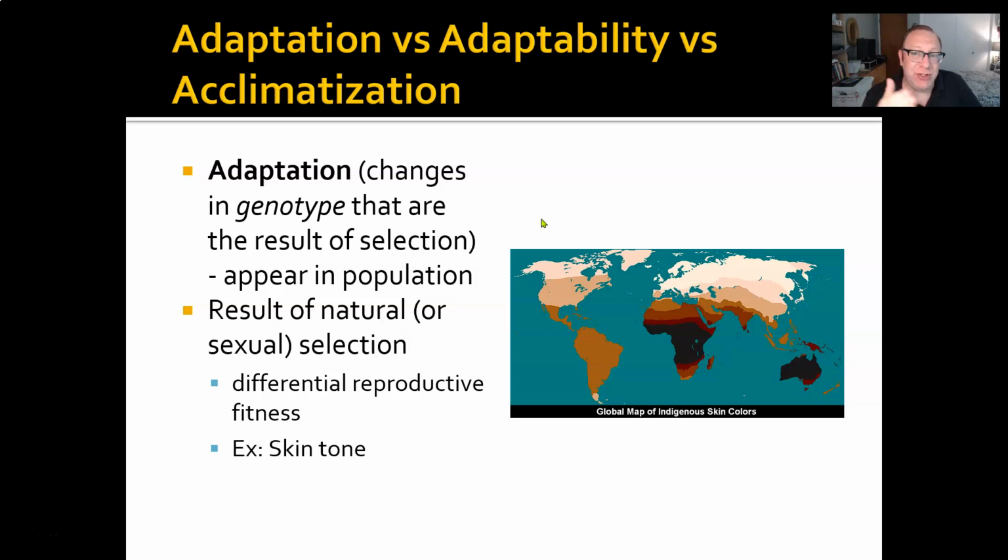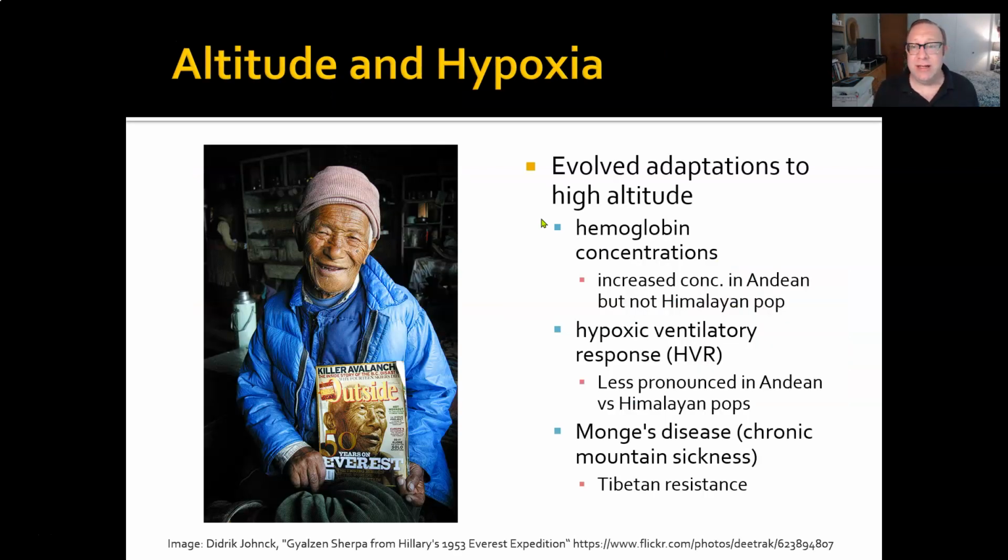Adaptation are changes to the genotype. The other two do not change your genotype. Adaptation changes are what we've been talking about with selection, right? And they are the result of anything that confers an advantage or disadvantage in differential reproductive fitness. We've talked about how skin tone has evolved, and that is one example of it. Another is certain populations' reactions to living at high altitude.